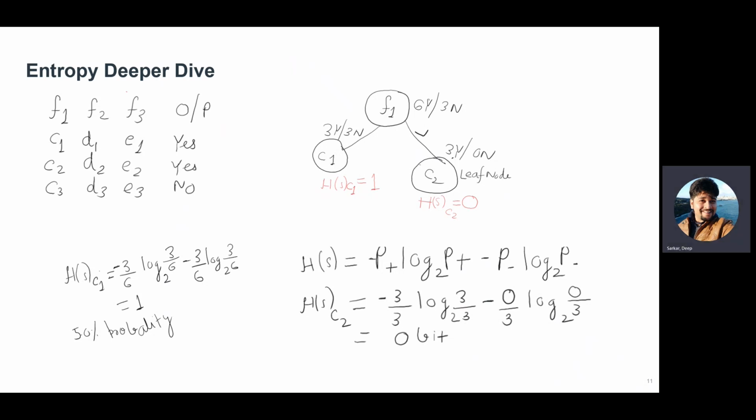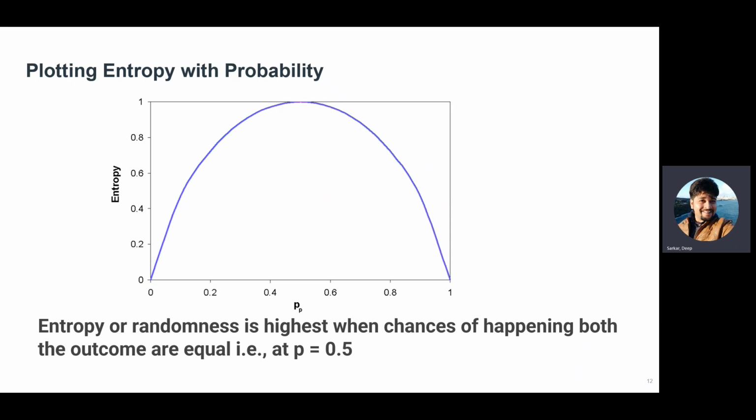Now let's take a step back. Let me try to see how we plot entropy with probability. Probability is nothing but the probability of yes and no's. Let's take this to the next tactical level. Now, if I want to plot entropy versus probability, this could be anything. This could be probability of P, which is nothing but probability of plus and probability of minus. That means the probability of yes and probability of no.